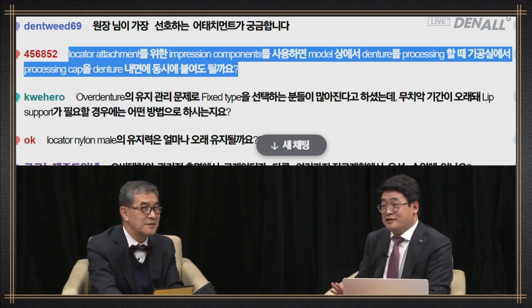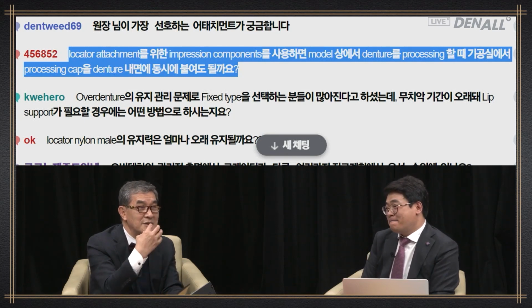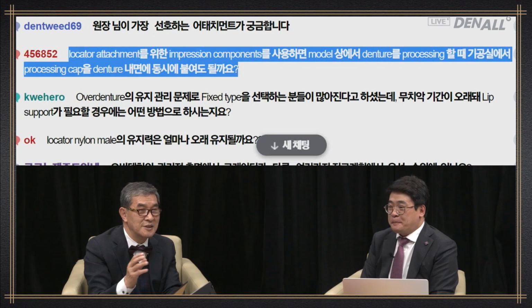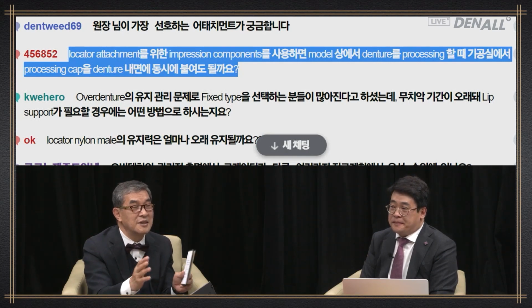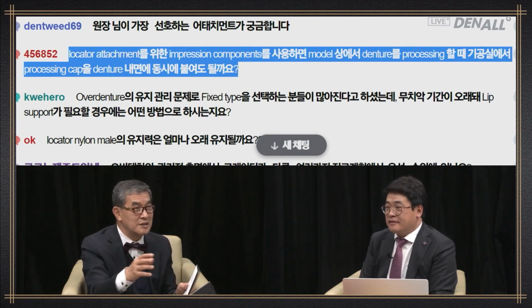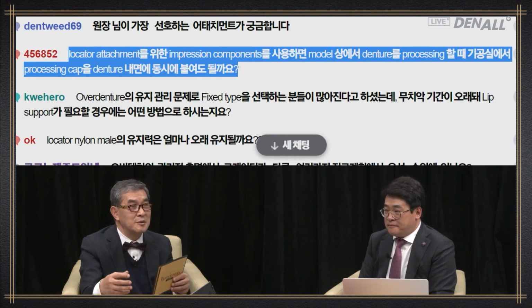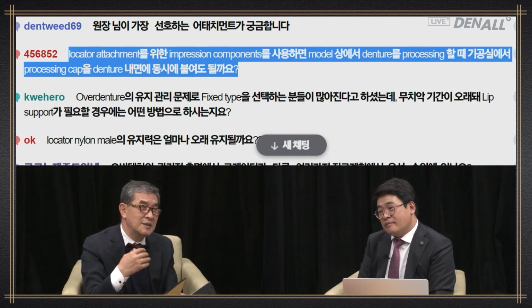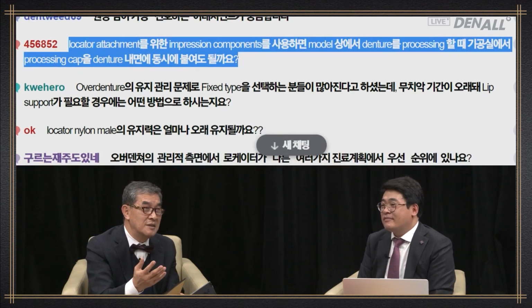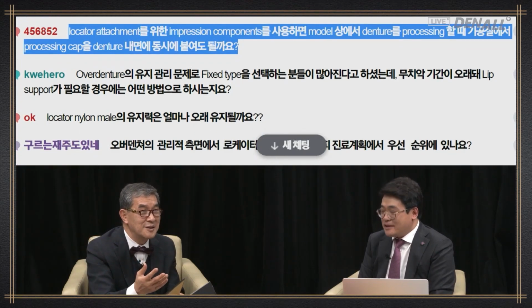However, in the case of tissue-supported overdenture, I recommend attaching it with the oral cavity. If it fits nicely, it reduces chair time. However, there are many cases where what has been delivered by the lab is not satisfactory. I have many experience. Isn't that so? Yes.